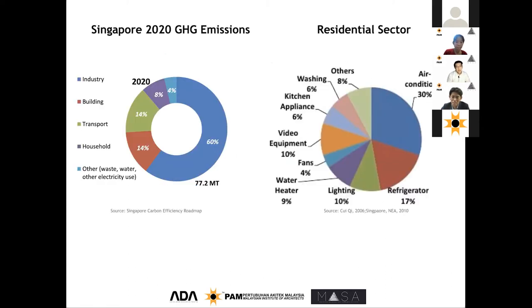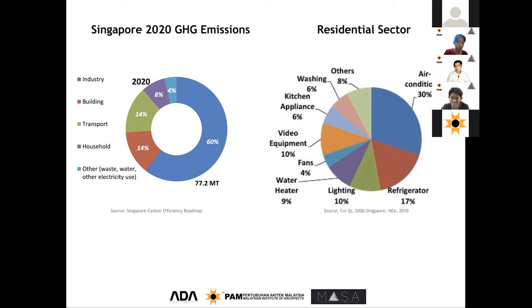In Singapore, the building-related sectors that consume energy are buildings, factories, infrastructure like transport, and households. So they consume more than 50% of the sectors. And if you look at the residential sector, where we design condos, houses, bungalows, we need to understand the breakdown of energy usage in the household. This is from Singapore as well.